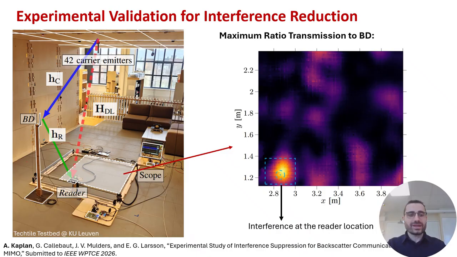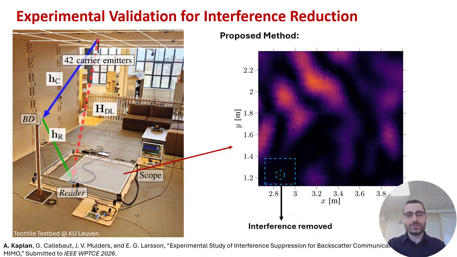For the benchmark scenario, carrier emitters focus power to the backscatter device, and we plot the received power over the white square. As you can see, in the selected reader location, there is strong interference. With the proposed method, we remove this interference by shaping the transmitted signal while we still focus power to the backscatter device. As a result, we make whispers audible next to jet engines.